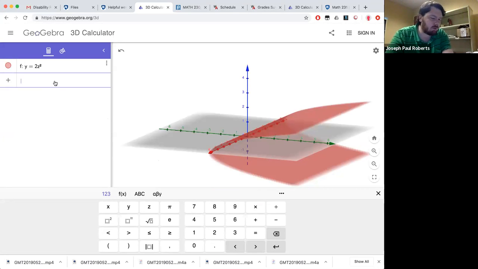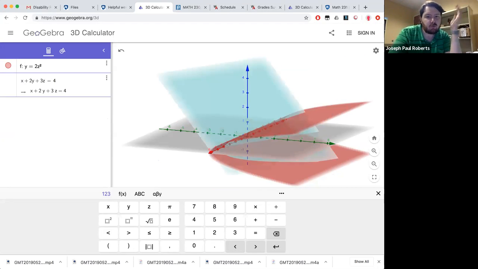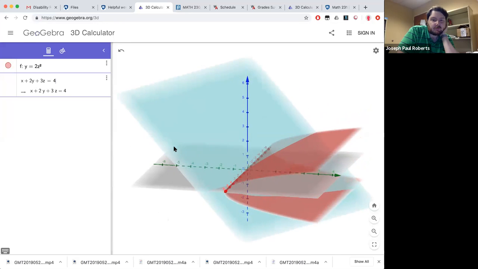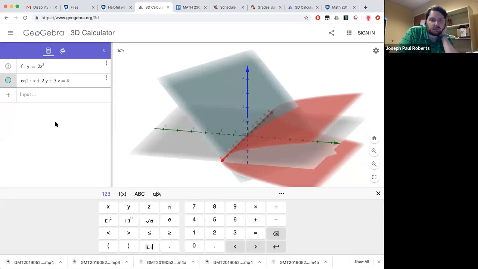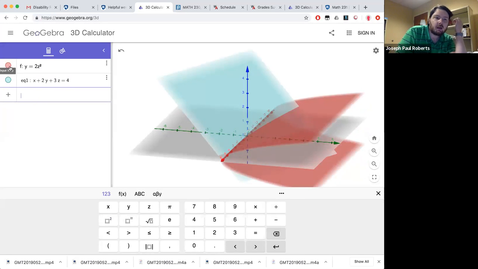Then we have our plane, which was x plus 2y plus 3z equals 4. That's our plane. Now we can hit enter, and you can turn them on and off. If you click on these circles, you can mess around with the colors and have some fun with that. But we want to find the points that the plane and the parabolic cylinder have in common.